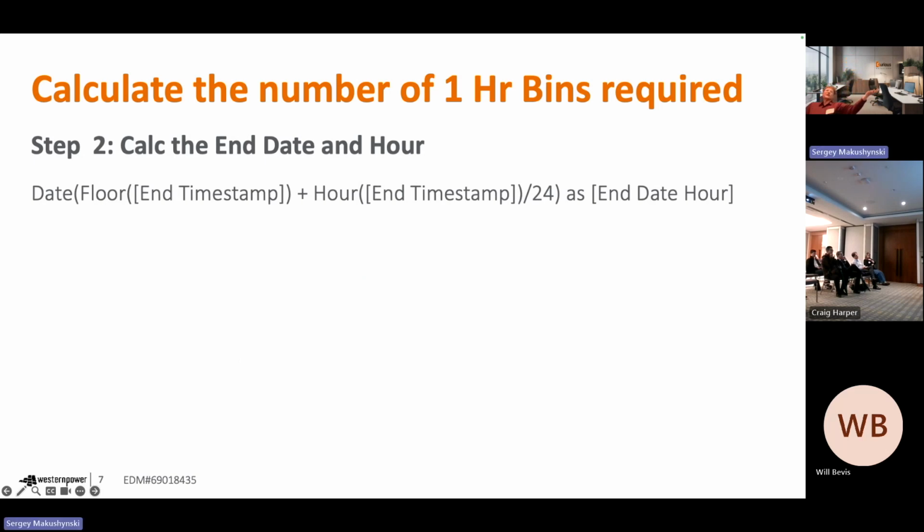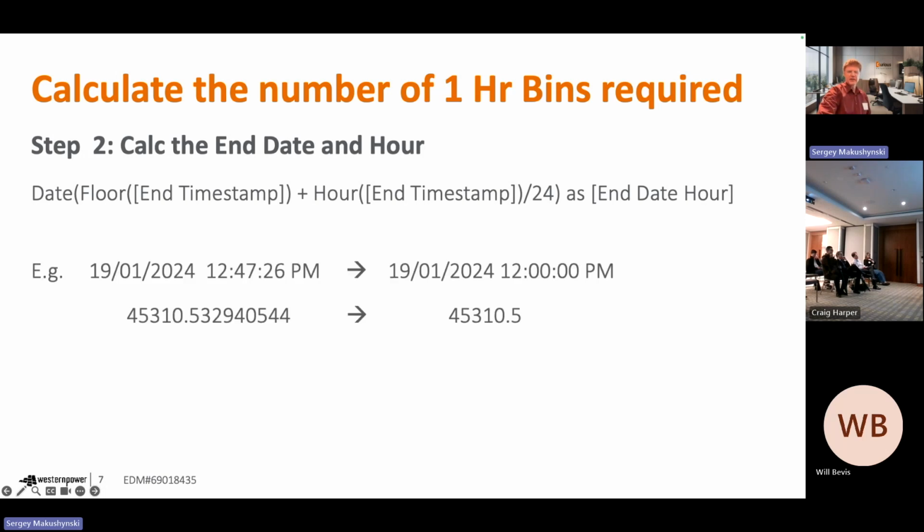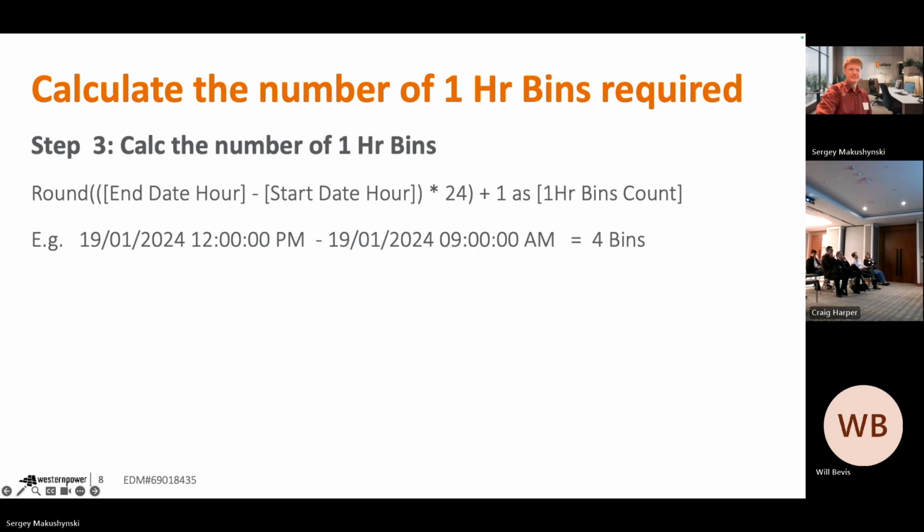So if I've done that to the start, I then repeat the process for the end timestamp, going through the same process. So if I now want to calculate the number of bins, I can take the end date and hour and subtract the start date and hour, and multiply that by 24, and that will give me the number of bins.